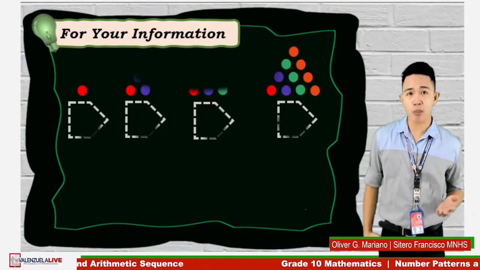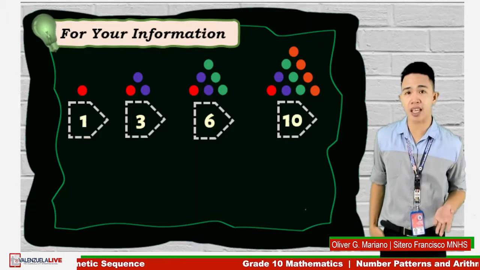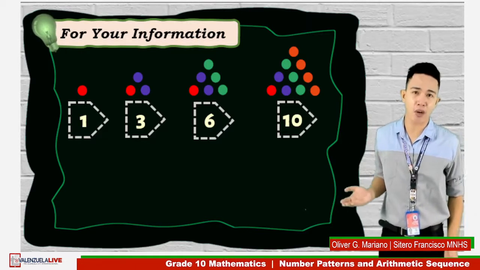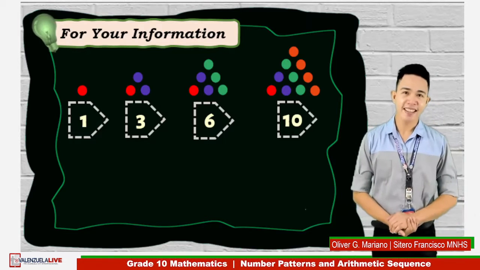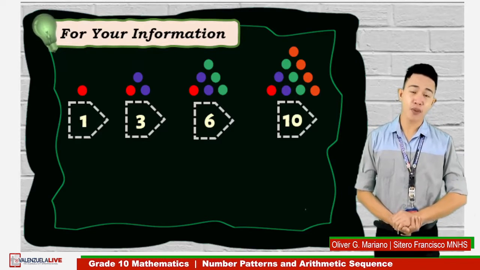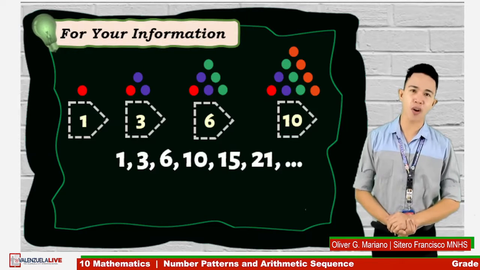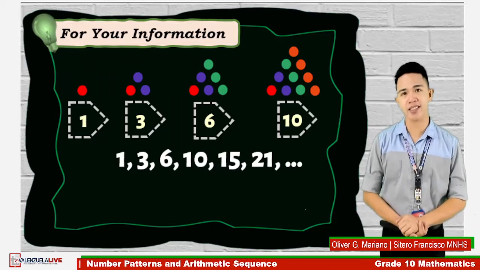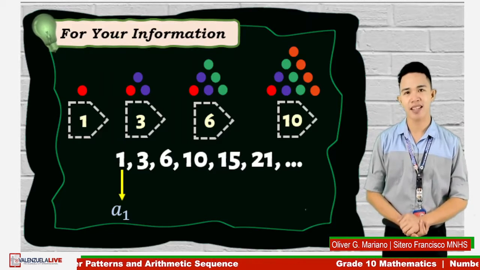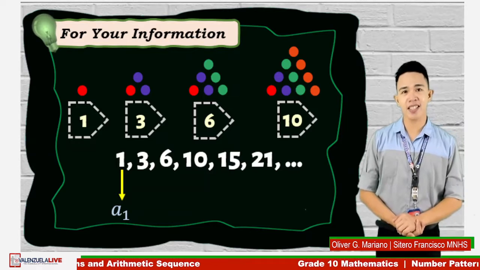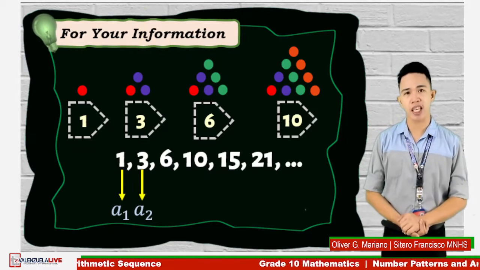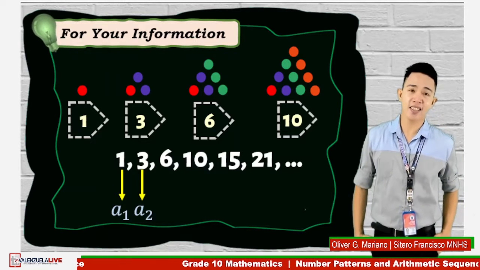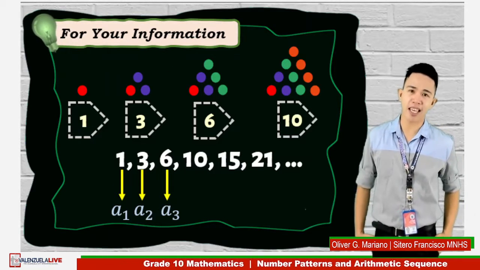Again, we have observed that a sequence is evident in these figures. Writing down the terms of the sequence, we have 1, 3, 6, 10, 15, 21, and so on. 1 is considered as the first term and is denoted by a sub 1. 3 is the second term of the sequence and it's denoted by a sub 2.